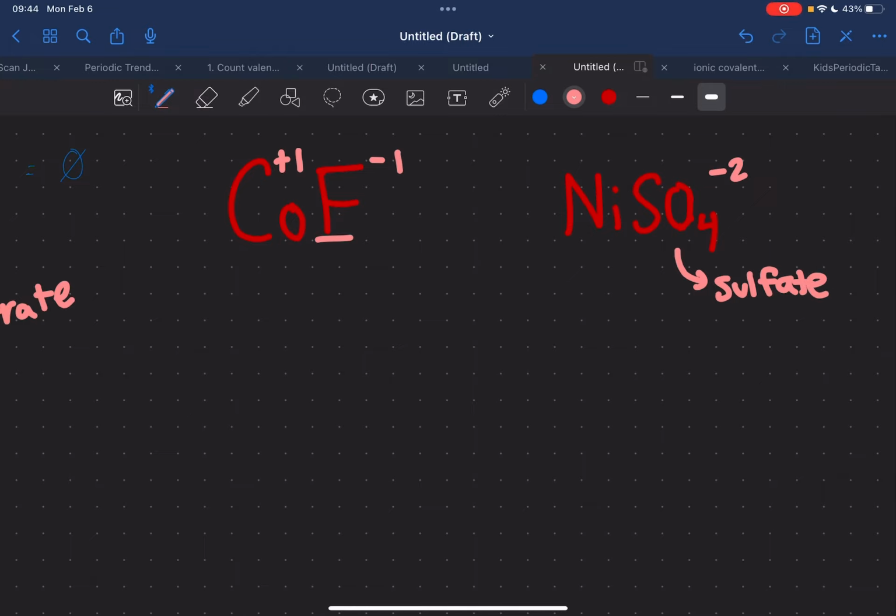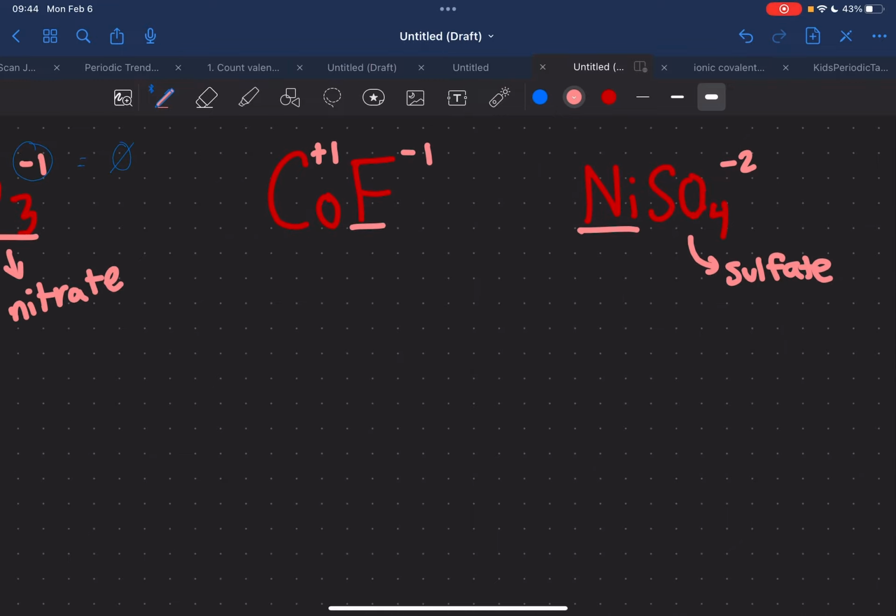Like I said, you'll get better at recognizing these. You do not need to memorize them. Remember, you're going to have that list. And so how many nickel ions do we have here? Just one. And if we need to add up to 0, then that's going to be a +2 charge.